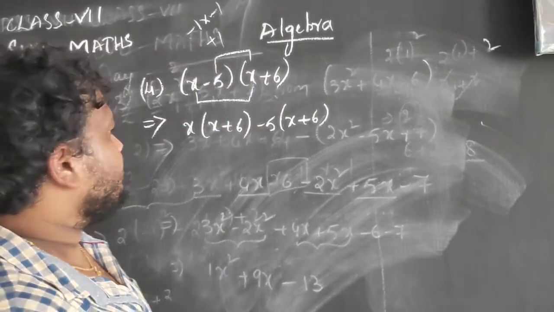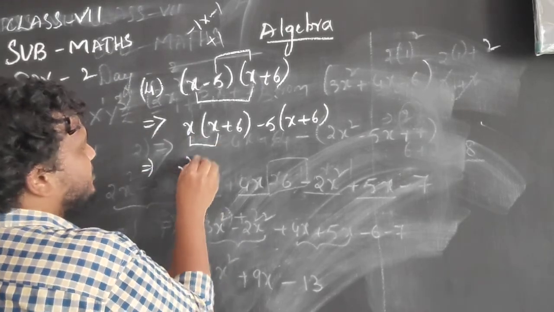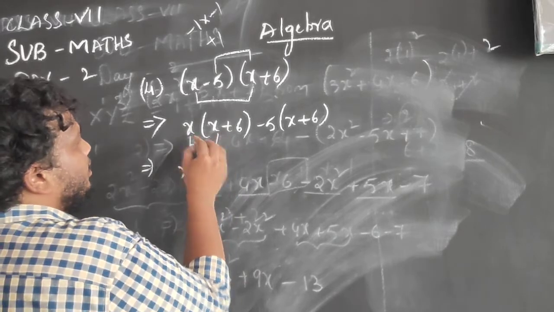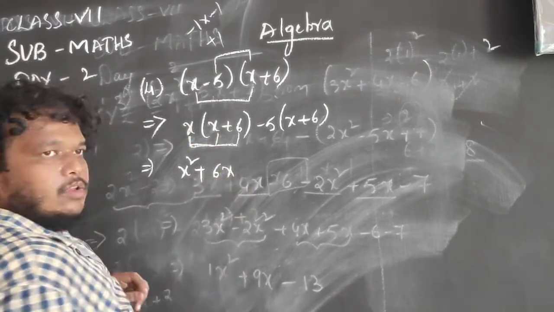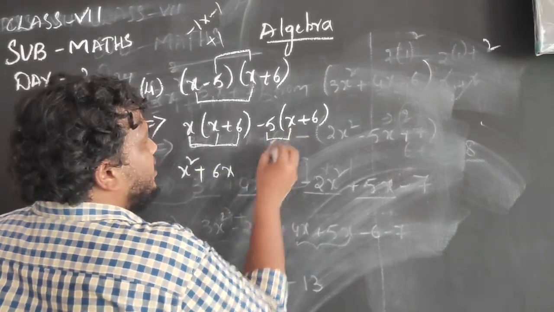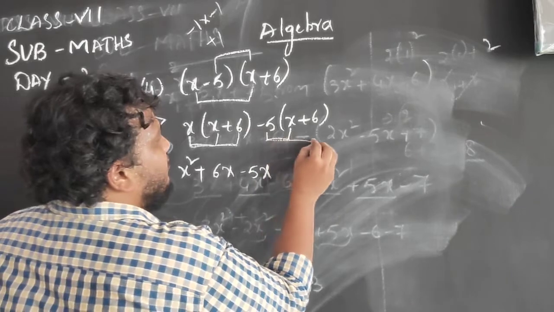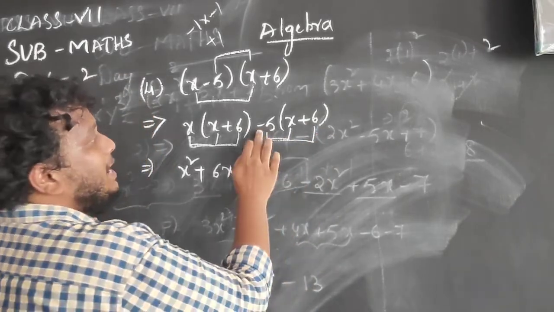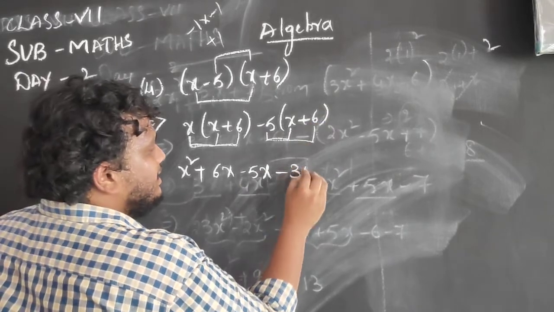Is it clear? Now x into x will be x square. Plus, as it is, x into 6 will be 6x. Now minus 5 into x will be minus 5x. Minus 5 into plus 6: minus into plus is minus, 5 sixes are 30.